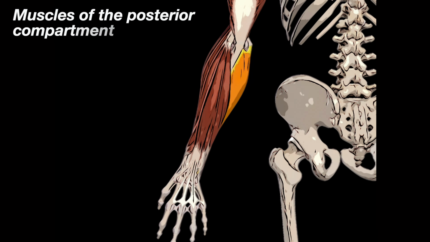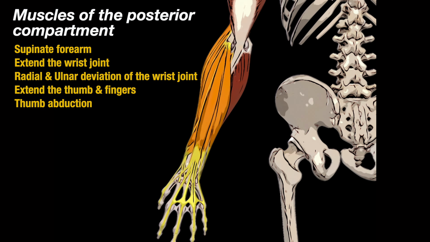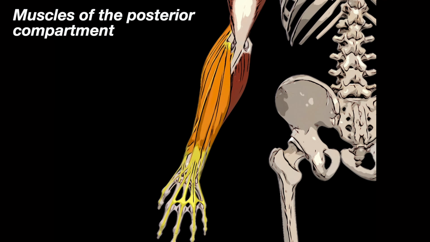The muscles of the posterior compartment mainly act to supinate the forearm at the radio-ulnar joint and extend the hand at the radiocarpal or wrist joint. They also abduct and adduct the hand at the radiocarpal and midcarpal joints and extend the thumb and fingers at their interphalangeal and metacarpophalangeal joints. They also abduct the thumb at their first carpometacarpal joint.